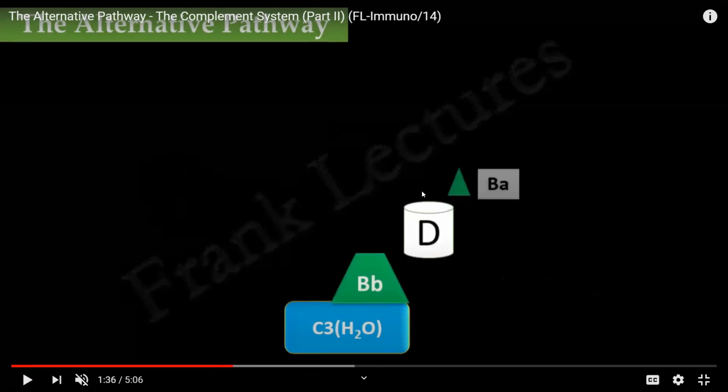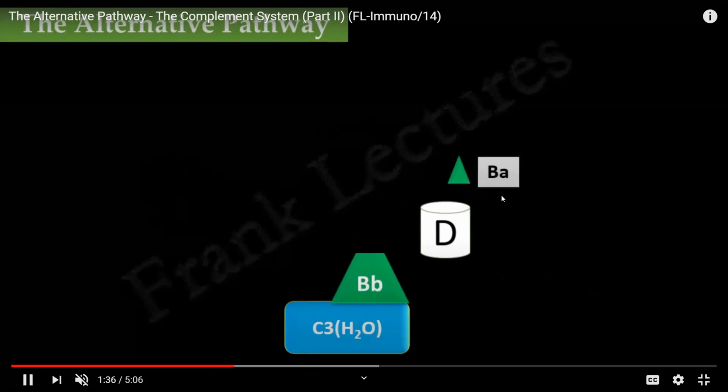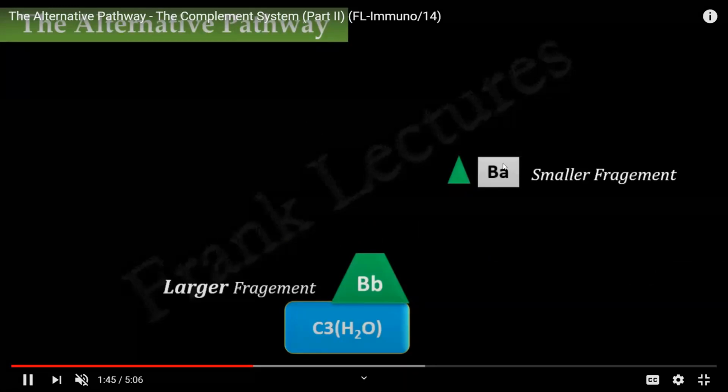Factor B, after cleaving, breaks into two parts. One is Bb, capital B and small b, and another is Ba, capital B and small a. The Bb will remain attached to C3 water while Ba will be released. It will move away. Bb is the larger fragment and Ba is the smaller fragment, and this one is released and goes away from here.